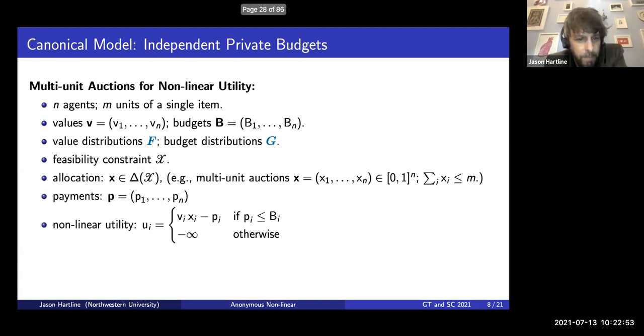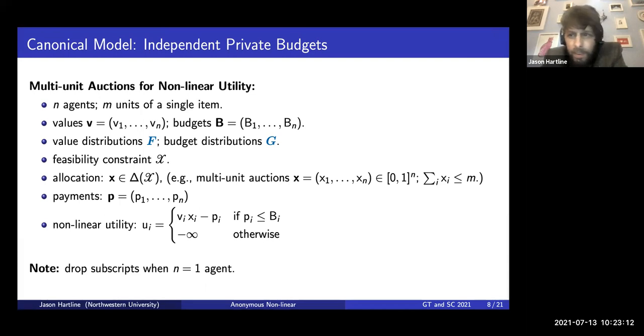Okay, and we're going to have payments, and we have nonlinear utility. So an agent has linear utility up to their budget, and if they are asked to pay more than their budget, they have minus infinity, a negative utility. All right, and what we're going to be doing is analyzing multi-agent mechanisms by looking at what happens for single-agent mechanism design problems. When I'm looking at a single-agent mechanism design problem, I'm going to drop my subscripts. If I've just got one agent, then x is going to be the probability I allocate to that agent, p is going to be their payment, and b is going to be their budget.